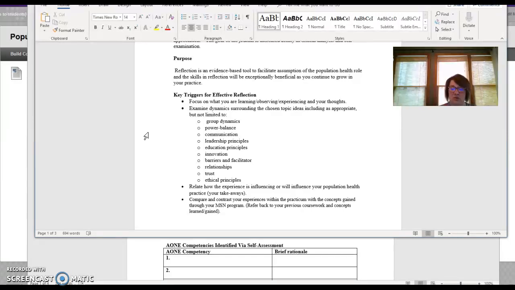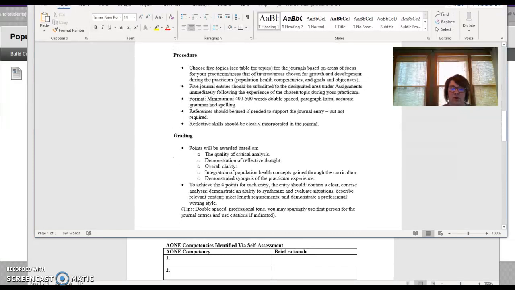You want to connect with how those experiences are influencing you, or may influence your future practice in population health. And again, tying things together, you want to look at what you're experiencing and how that compares and contrasts to what you've learned throughout your curriculum in the population health program.